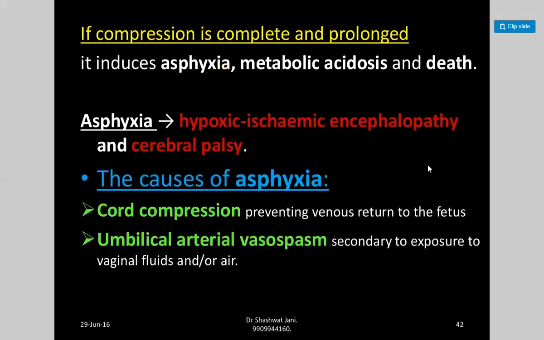If compression is complete and prolonged, it induces asphyxia, metabolic acidosis, and sometimes it also leads to death. Asphyxia means the oxygen supply to the fetus is not proper. Then metabolic acidosis can occur, and sometimes it can lead to death also. Asphyxia can lead to hypoxic ischemic encephalopathy and cerebral palsy also.